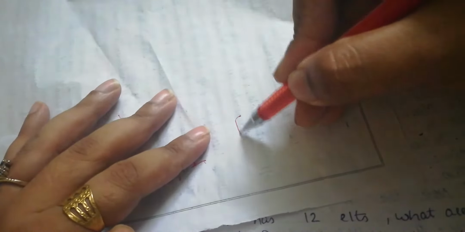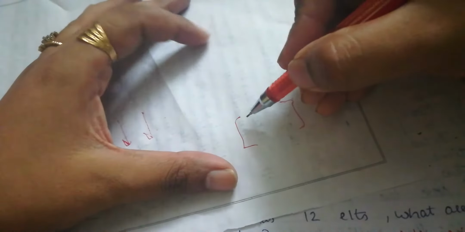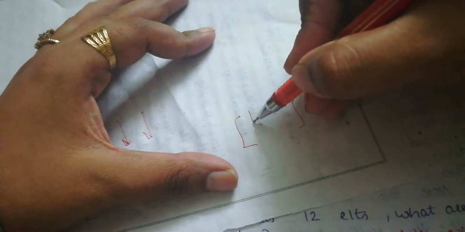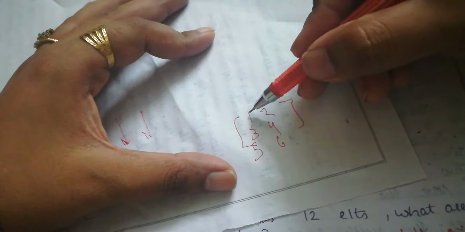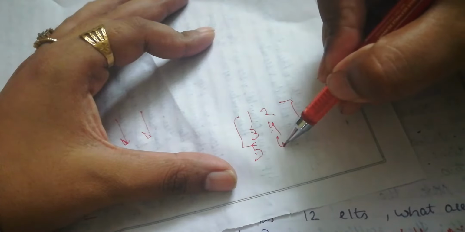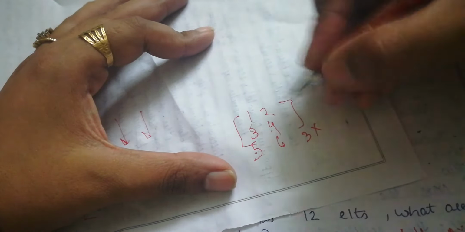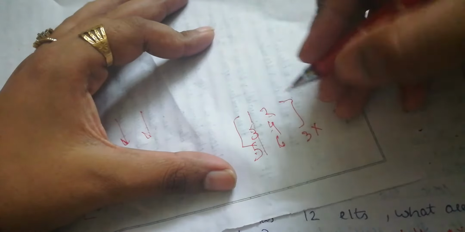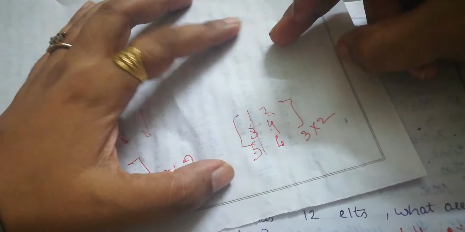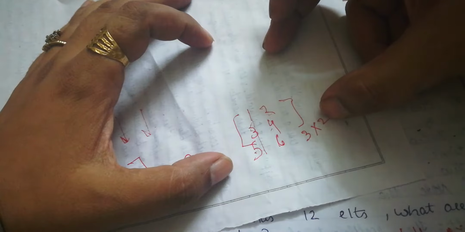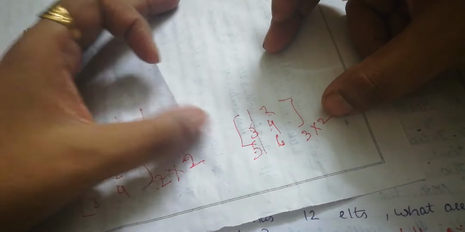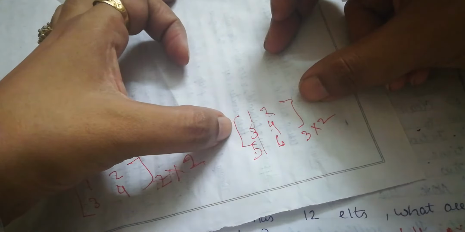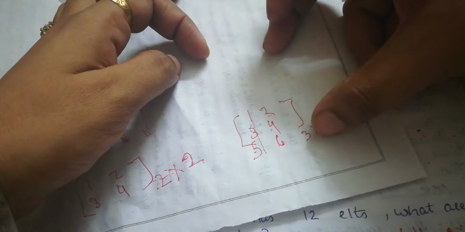Actually, I'm showing you one more example. See, 1, 2, 3, 4, 5, 6. How many rows are there? 1, 2, 3. Okay, 3 rows. Row always comes first. How many columns are there? 2. So the order is 3 by 2. This is the method by which we can find the order as well. The brackets denote the matrix, these are all elements of the matrix, and this is the order.